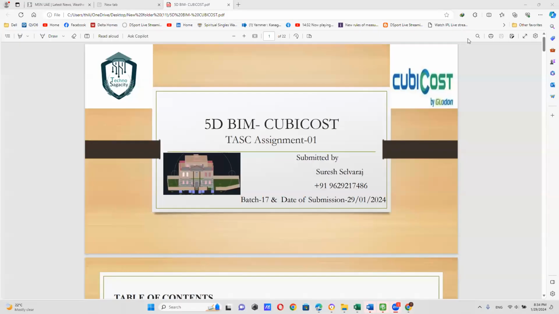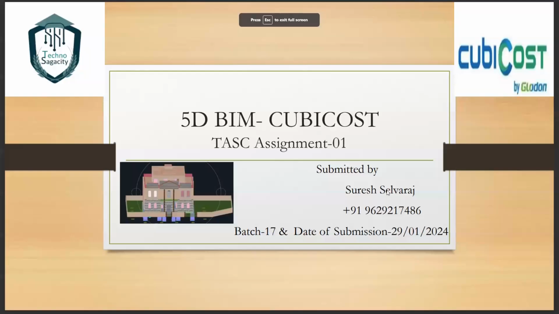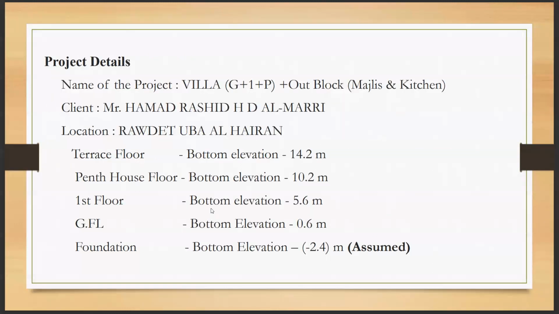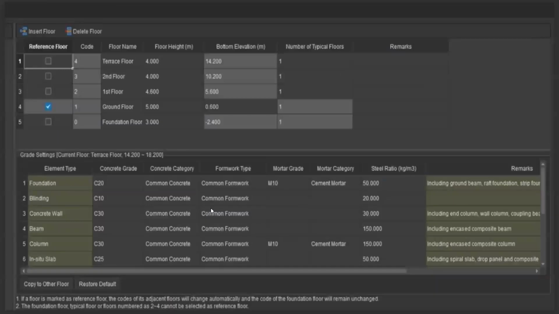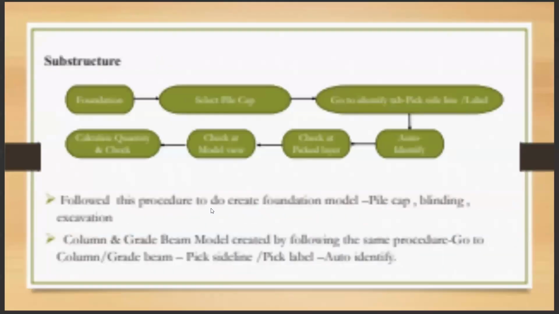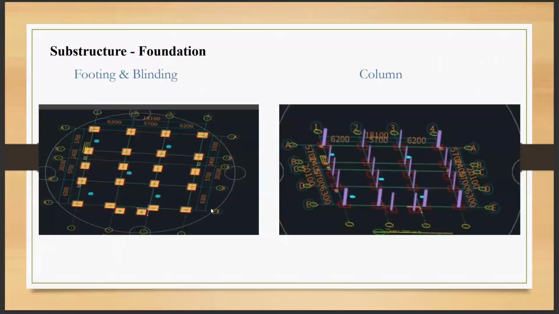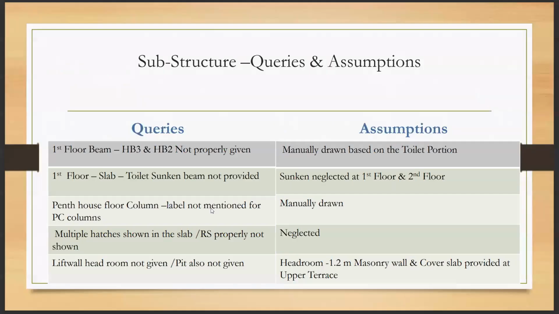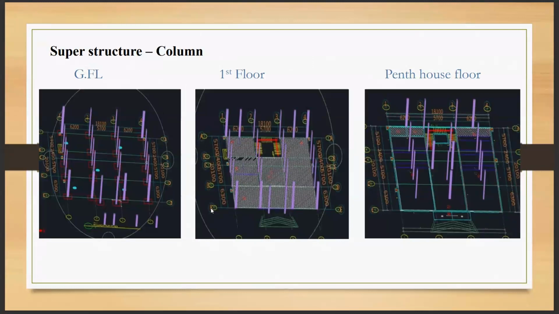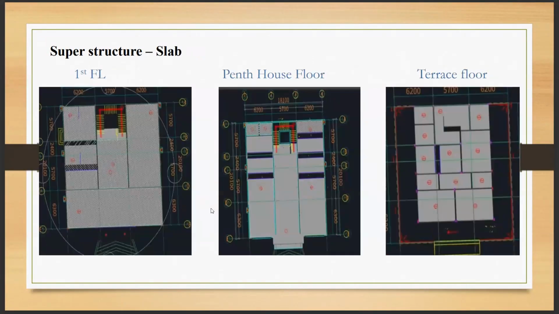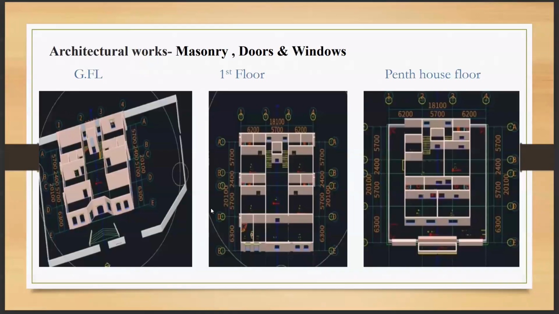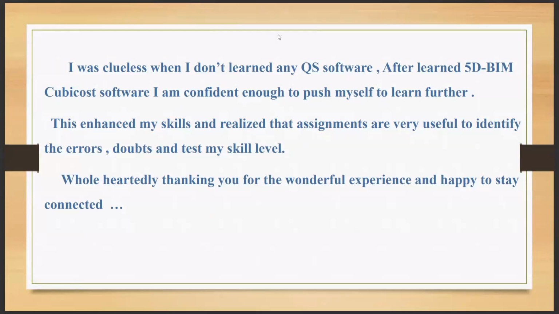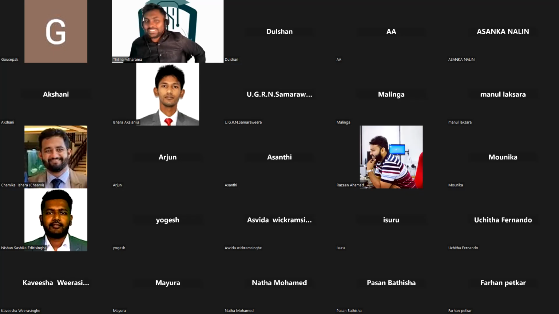So this is an assignment. You can see this is Suresh Selvaraja's assignment, with table of contents and detailed project details. Very good student. Like this, he has setting out procedure, queries and assumptions, and this is substructure and foundation, footing. Like this superstructure, substructure, queries and assumptions. Then superstructure columns, beams, slab, architectural work, architectural walls, then finishes, and complete model. So this is amazing, right? So I gave 100% to this student.